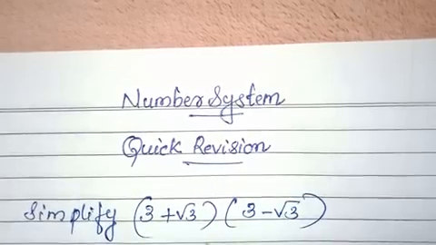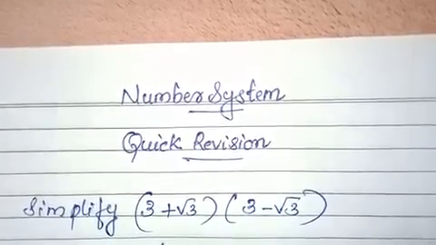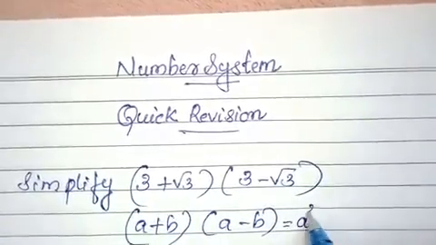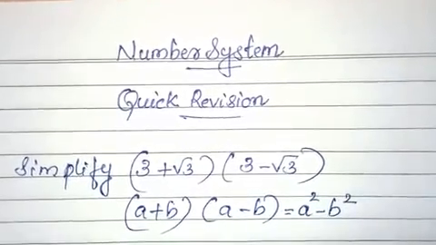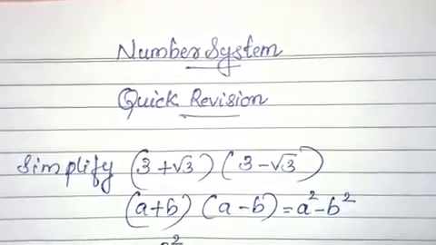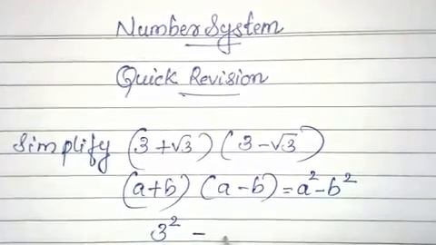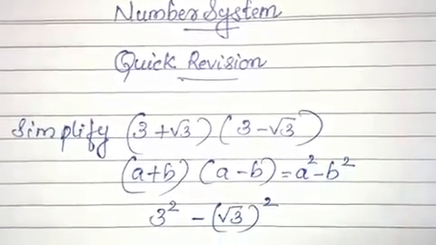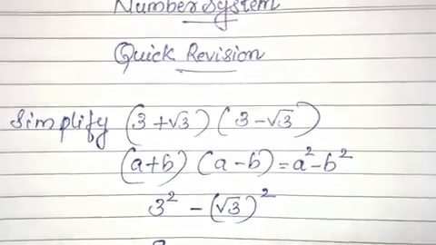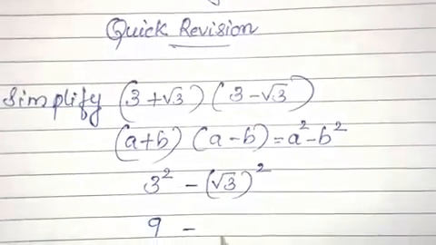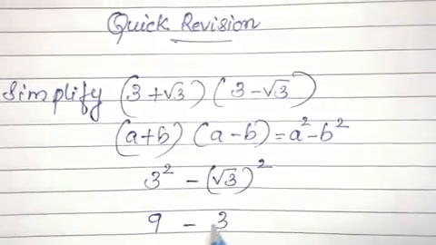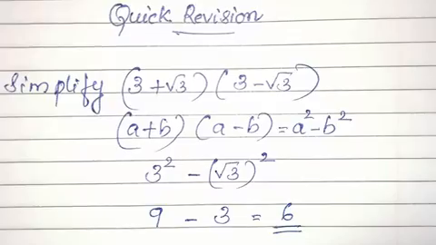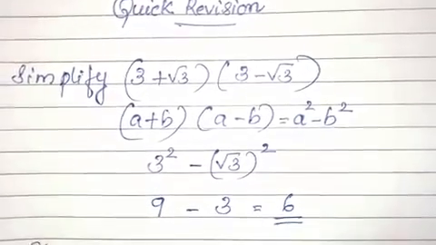So we should apply the identity (a + b)(a - b), which is a² - b². Here a is 3, so 3 squared, minus b is √3, that means (√3) squared. 3 squared is 3 3s are 9. Is it? (√3) squared means √3 into √3, it will be 3. So 9 minus 3 is 6. Understood?